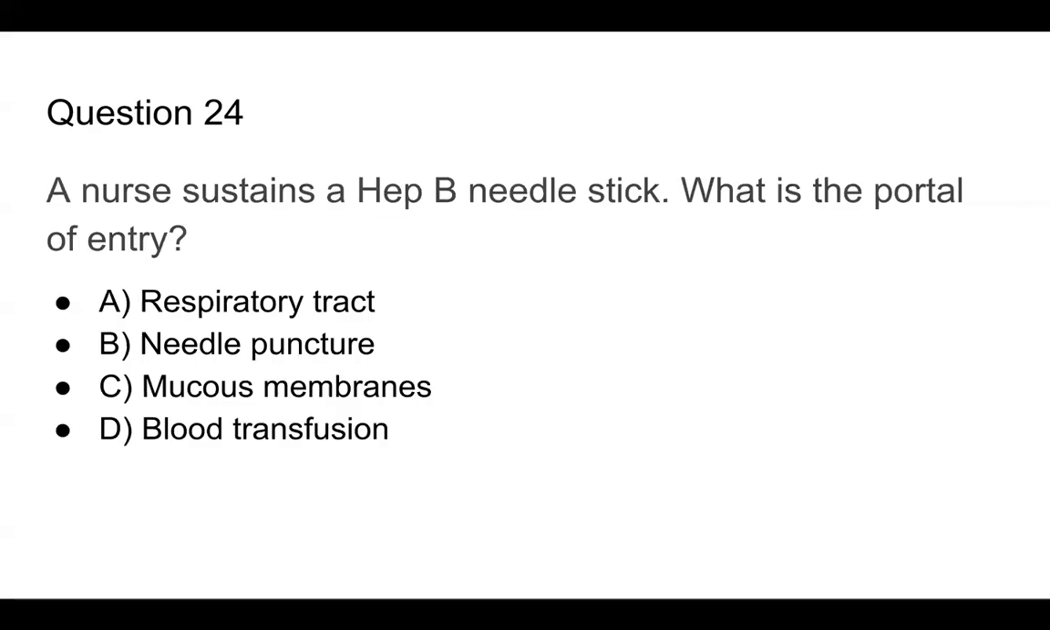So in this case, they had a needle stick, and that direct inoculation is what can cause the nurse to get hepatitis, and that's why they'll go and get screened after a needle stick and run through all the tests. But you guys don't need to know those specifics for your test.